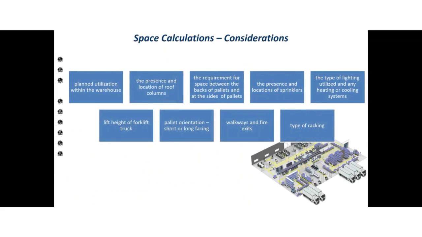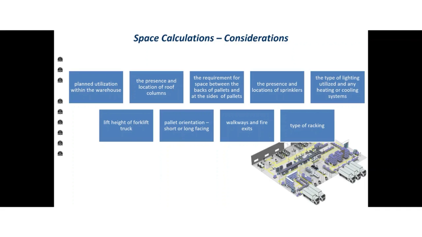Here are some other factors that need to be considered. Pallet utilization within the warehouse. It is known that once storage utilization exceeds 85%, productivity and safety decline. The operations will slow as put away is delayed while space is freed up. The presence and locations of roof columns. Storage equipment manufacturers will take this into account when producing the plans.